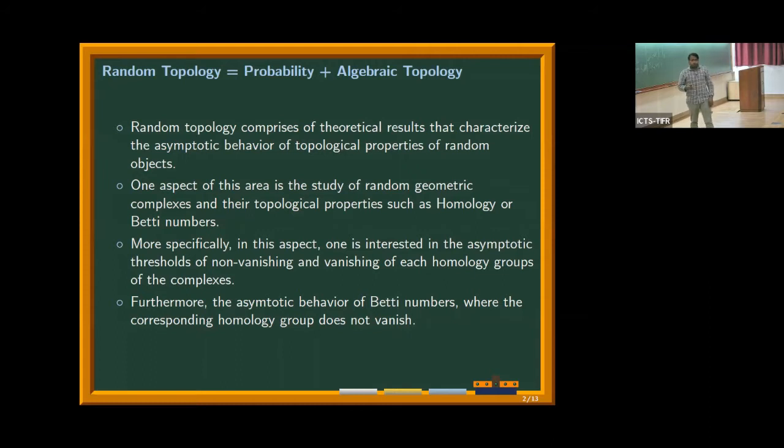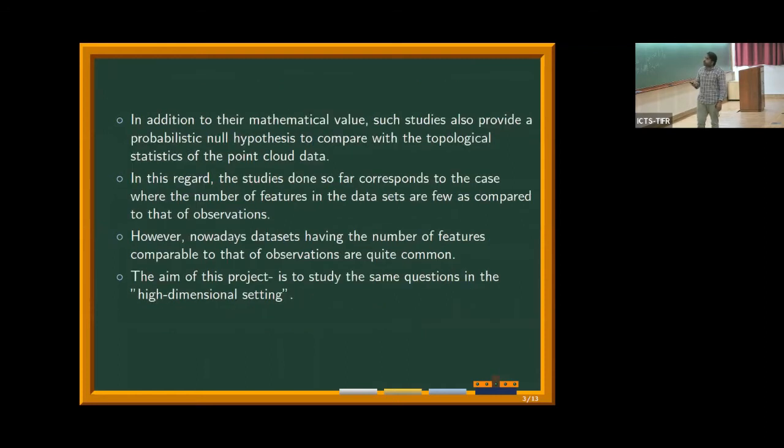So this has mathematical value, but the motivation also comes from an applications point of view, such as topological data analysis, where these kinds of studies provide a probabilistic null hypothesis to compare with the topological statistics of the point cloud data.